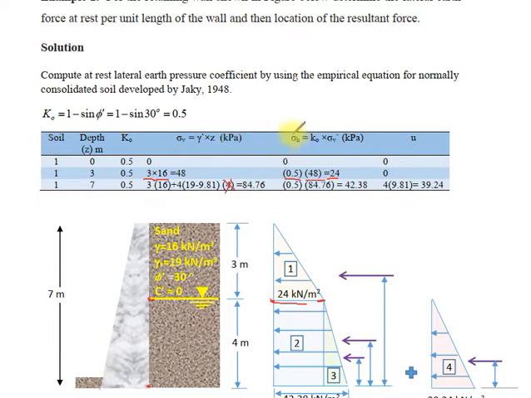The horizontal stress will be K naught multiplied by sigma V, 0.5 multiplied by 84.76 equal to 42.38. Here at this point the stress will be 42.38. We can draw the stress distribution along the depth as in this figure.